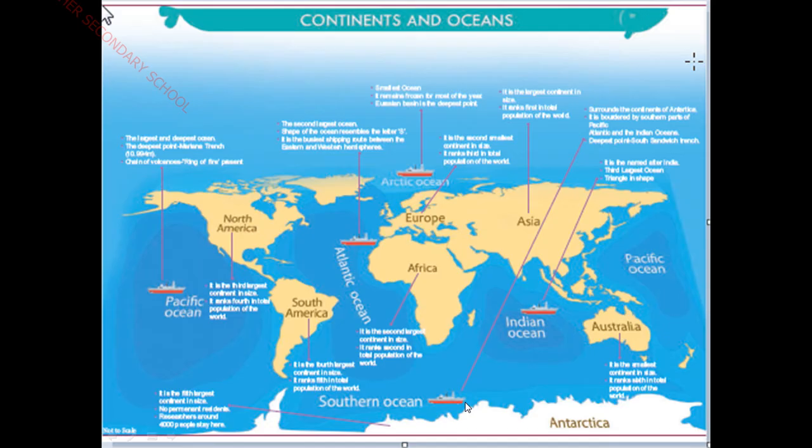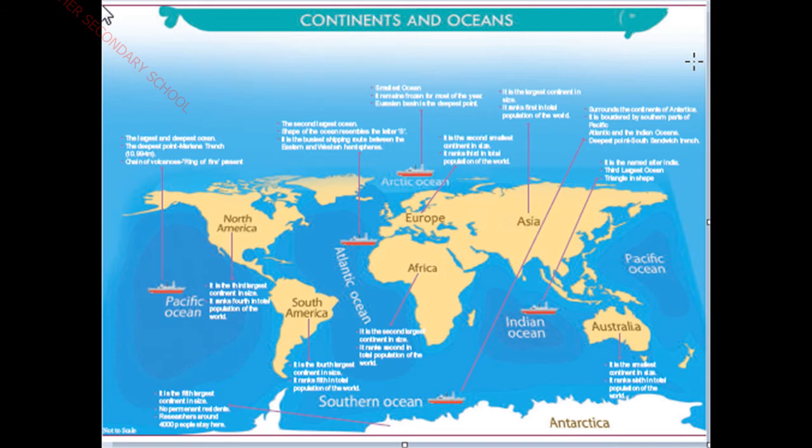Okay, children? Yes, let me move to the map slide. Continents and oceans. Children, see here, in this map you are going to know about the continents. You already know well that there are nearly 7 continents: North America, South America, and afterwards, see here, Europe, Africa, Asia, and Australia. These are all the continents which occupy the land area on the earth.